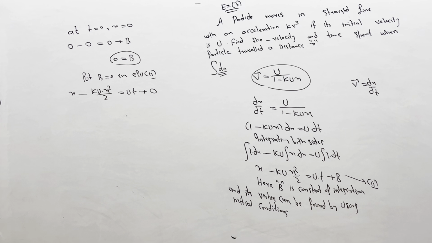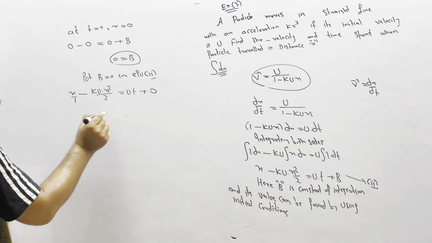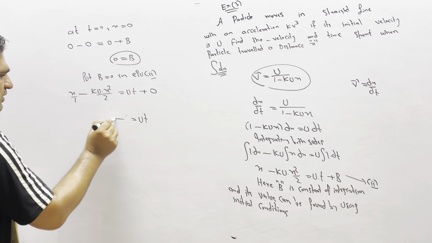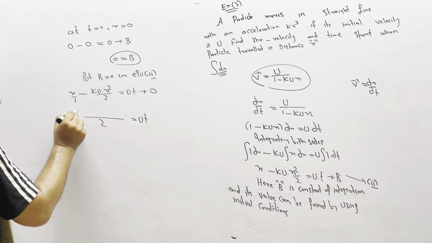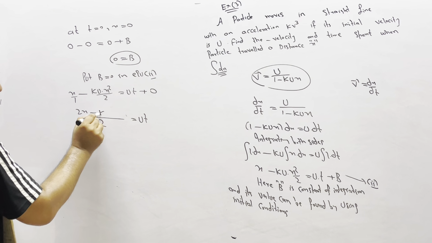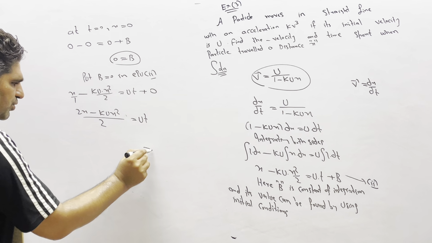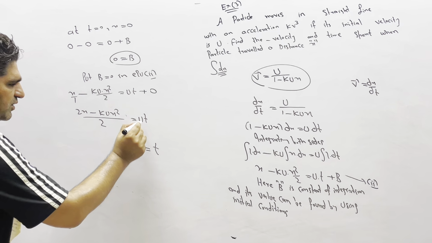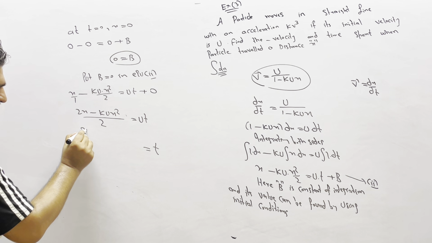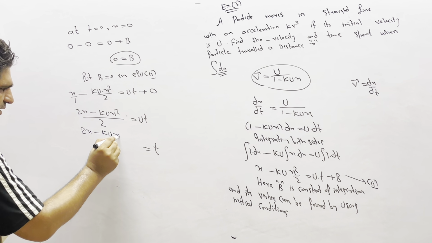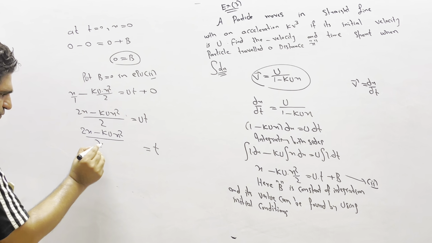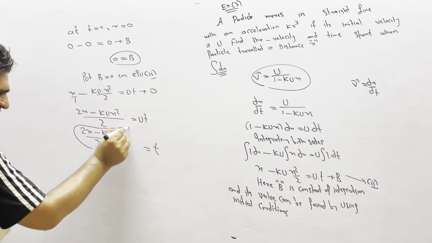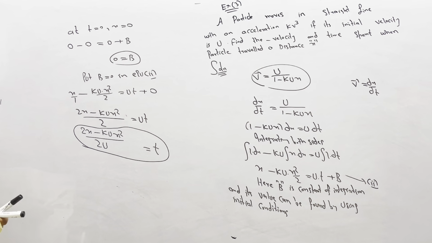What do you want? You want t here. So what I have to do? One thing you have to do, just take LCM here. If you want t, ut, its LCM will be 2. 1 here divide 2, 2 will multiply with x. 2 here divide, it will be kux. What do you want? You want t. And how can we get t here? u is multiplying, u will come here and it will divide. It will be 2x minus kux square divided by 2u. This u will come here, it will become 2u. So this is t.